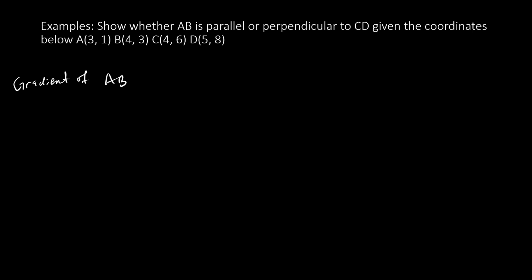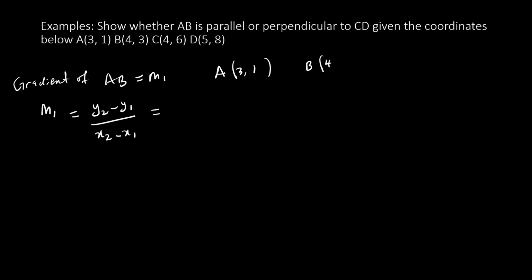And in line AB, I'm taking m1 to be the slope of line AB: y2 minus y1 over x2 minus x1. But before we do that, let me write out the coordinates of AB. For the coordinates of AB, we have A equal to (3, 1), and B equal to (4, 3). So here we have our x1, y1, x2, y2.